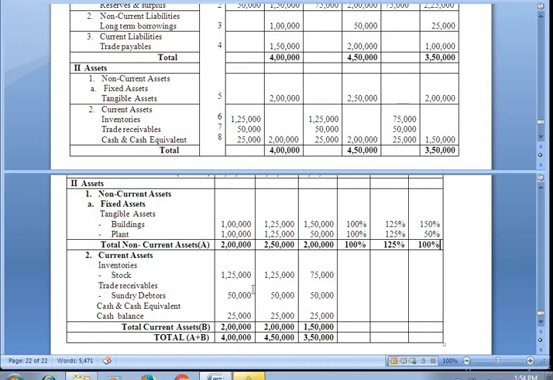Next one, after non-current assets, next one is current assets. In current assets, first one is inventories. Okay, the amount of inventories, that is stock, is 1,25,000, 1,25,000 and 75,000. So first is 100%. Next one is 1,25,000 divided by 1,25,000 into 100, which is equal to 125%.